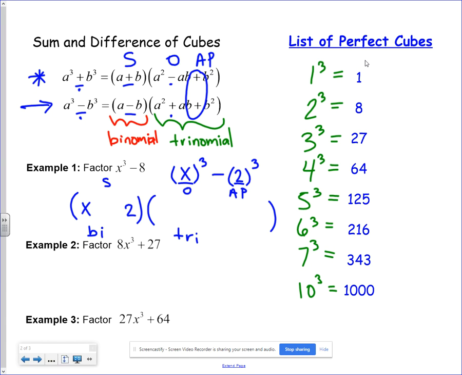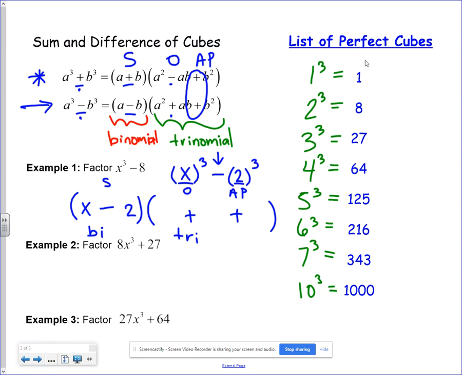Okay, let's go ahead and put our signs in. The S in SOAP stands for the same. We have a negative sign here, so it's going to be the same sign. The O in SOAP stands for opposite. And the AP in SOAP always means always positive.